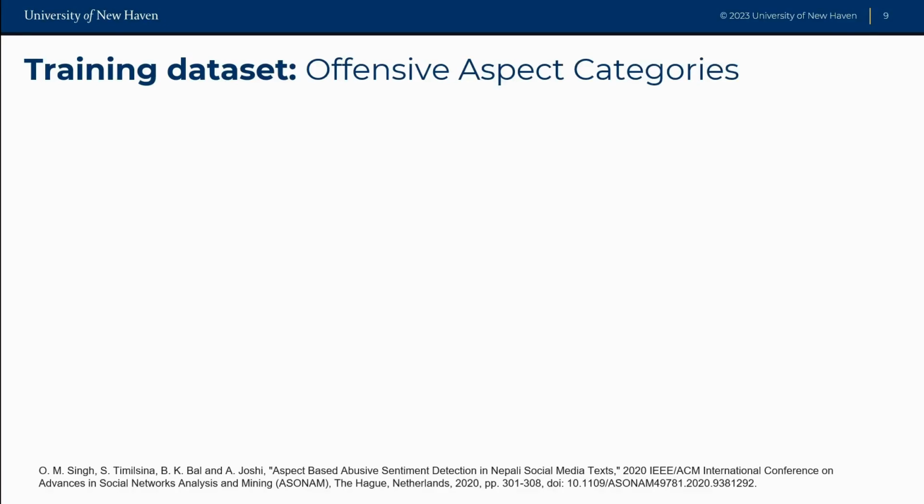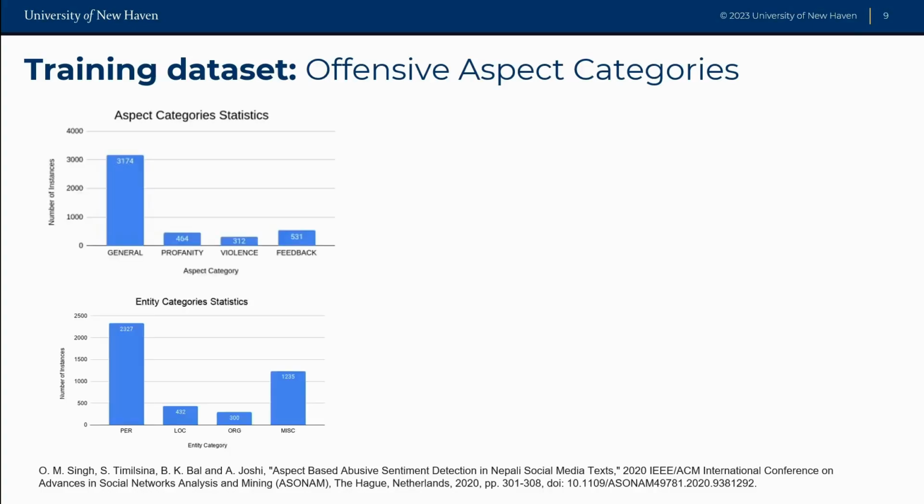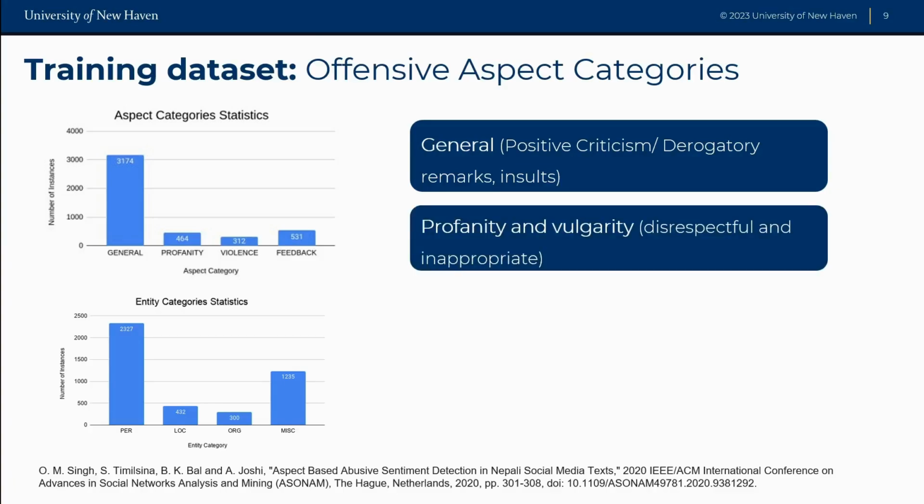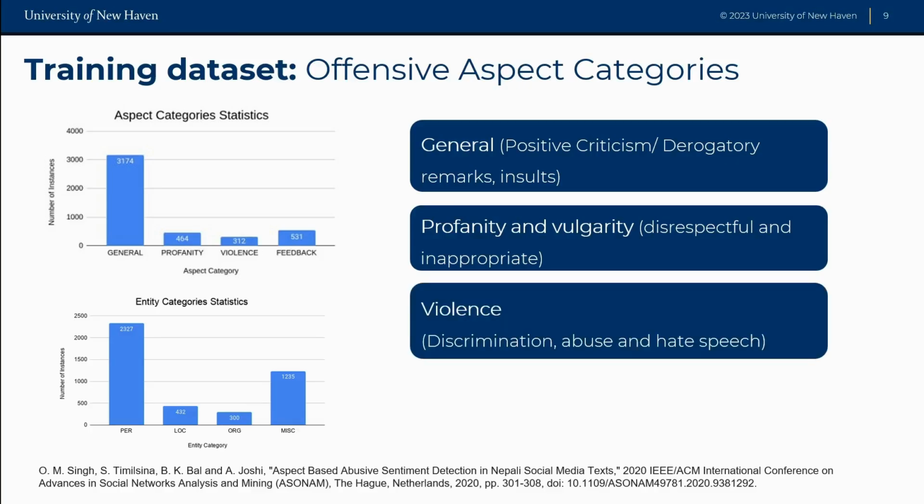So let's take a quick overview of the training dataset that we have used. This is the dataset that we have taken from the aspect-based abusive sentiment detection paper, and it has the following categories for the aspects: general, profanity, violence, and feedback. We have only taken 3 of them: general, which means positive criticism; derogatory remarks or insults, profanity and vulgarity, which is disrespectful and inappropriate words; and violence, which involves discrimination, abuse, and hate speech.